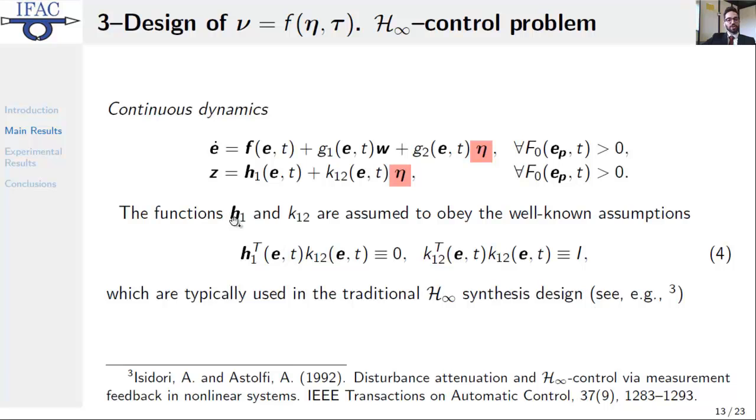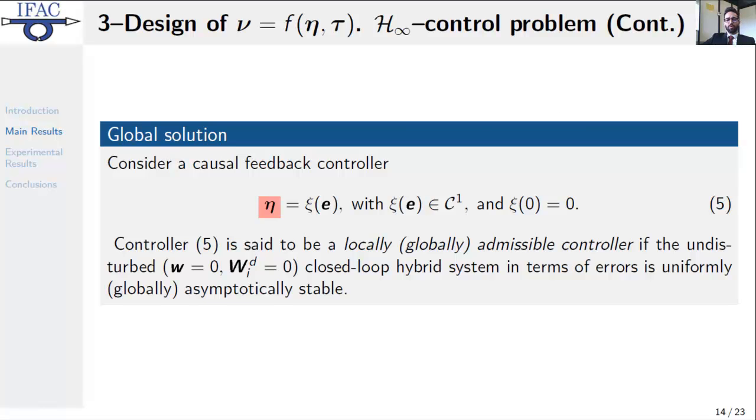The functions h1 and k12 are assumed to obey the assumptions shown in 4, which are typically used in the traditional H-infinity synthesis design. See, for example, Isidori and Stolfi, 1992. This H-infinity control problem has a global solution.